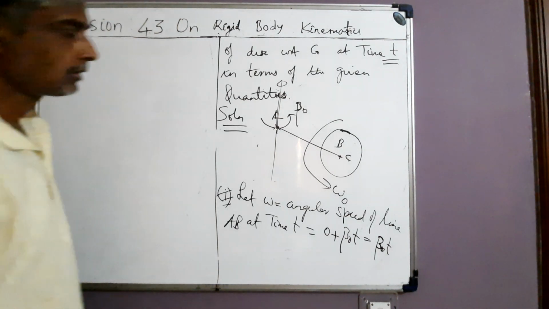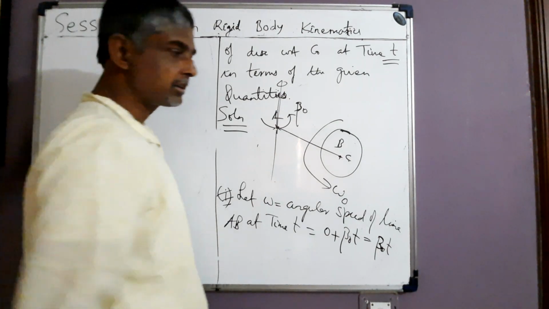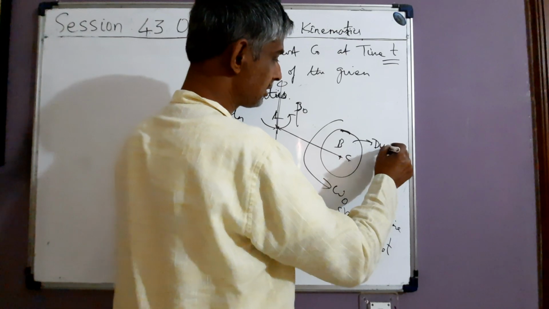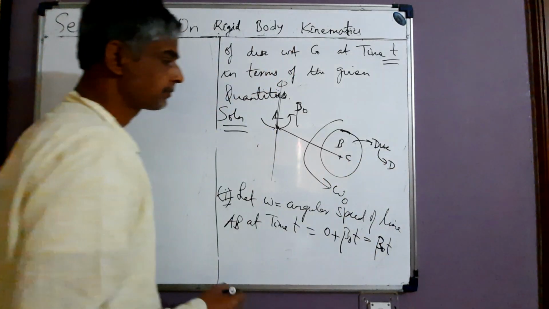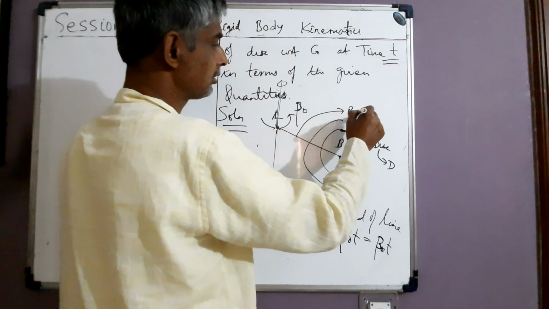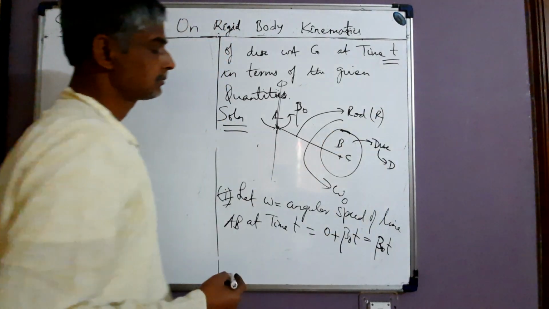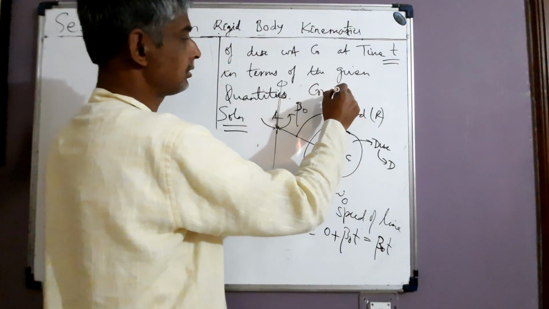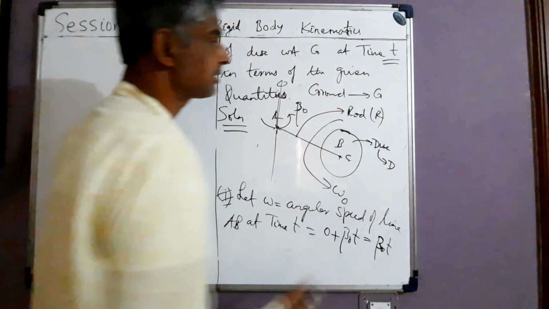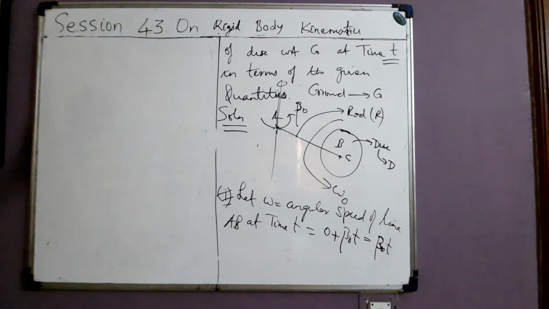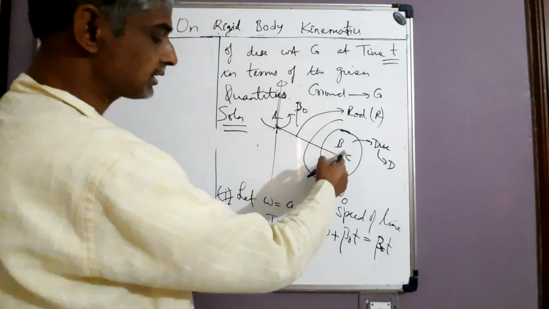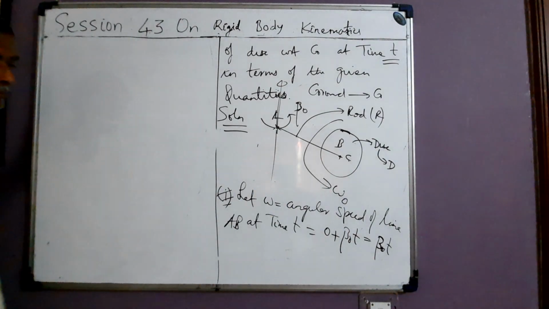So now see, here there are again three rigid bodies under consideration. One is a disk, which is denoted by D say. Other is this rod, denoted by R say. And last is ground, denoted by G say. Now we have to find the angular speed of disk with respect to ground at time t.